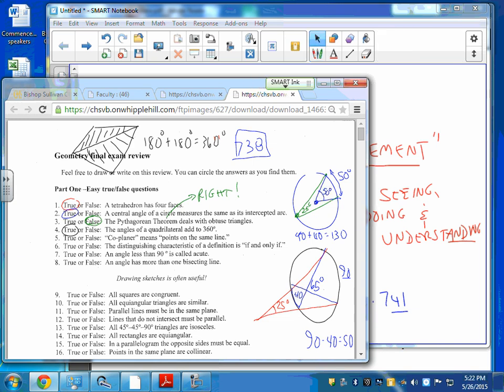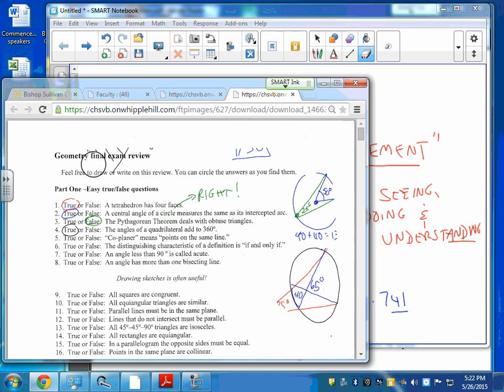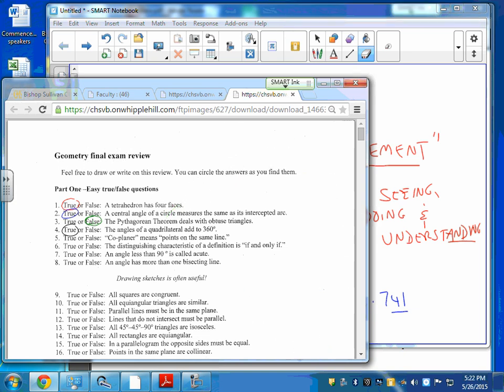Okay, number 5: coplanar means points on the same line. That would be false, right? Coplanar means points on the same plane. By the way, the word that means on the same line would be collinear.